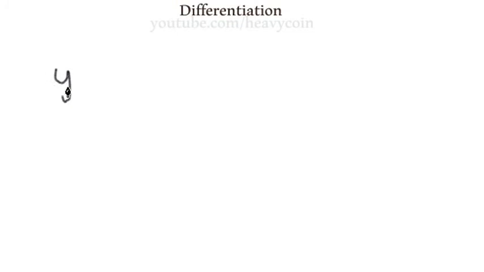Let's say that we have y is equal to 10 raised to the x minus 2. So we just do the same thing. We're going to find y prime. So we take the derivative of x minus 2, and the derivative of x minus 2 is 1.